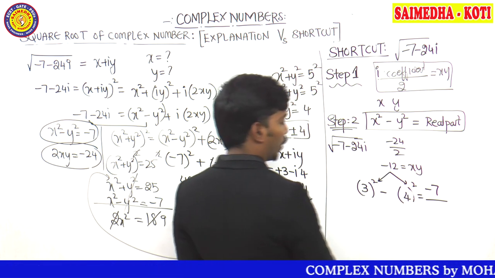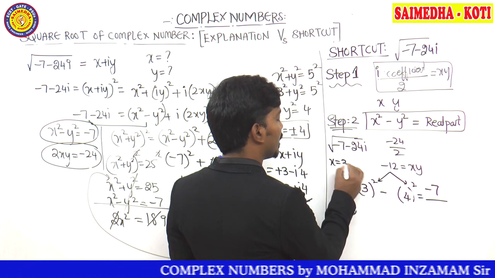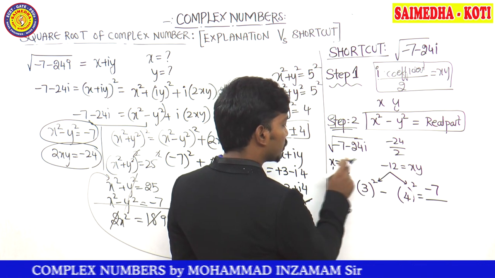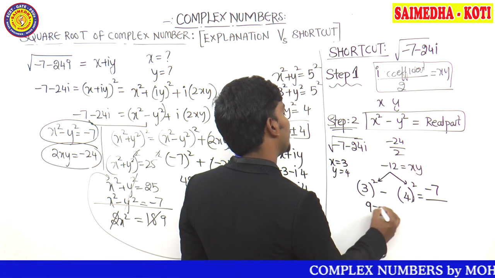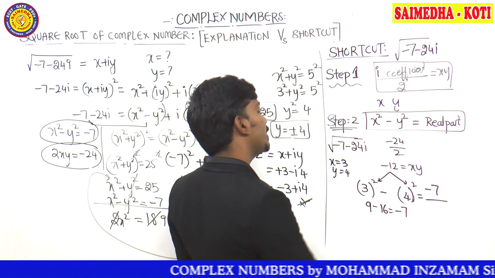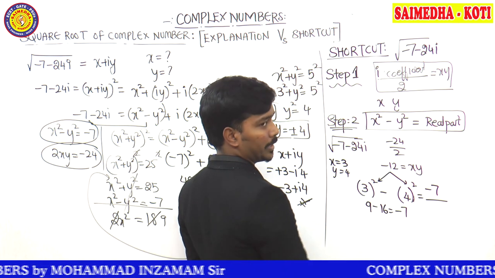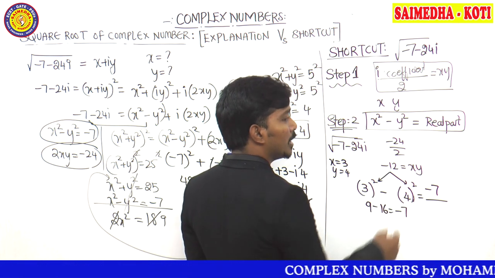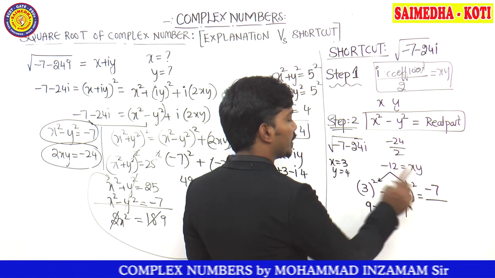3 and 4. So x and y values are 3 and 4. If x equals 3, y equals 4, then x square minus y square is 3 square minus 4 square. Let's verify it, guys: 9 minus 16 equals minus 7. Sir, why should I take 3 and 4 only? Why not 4 and 3? Yes, you can take 4 and 3 also. 4 square and 3 square, 16 minus 9 is going to give you plus 7. But the answer is minus 7 here.